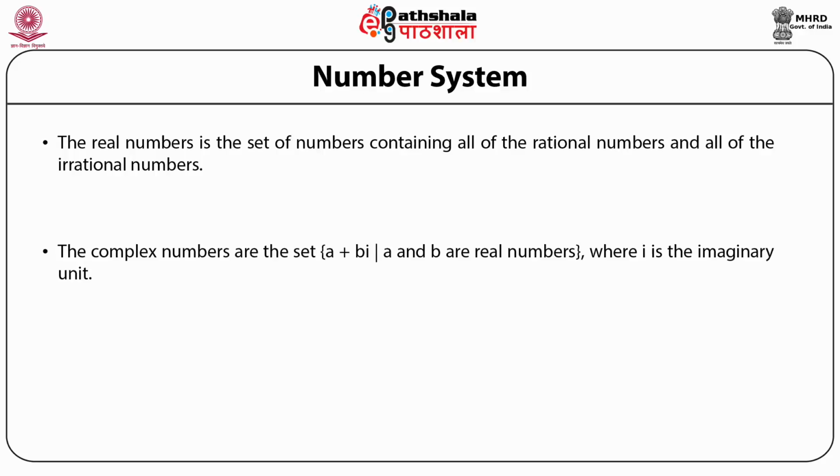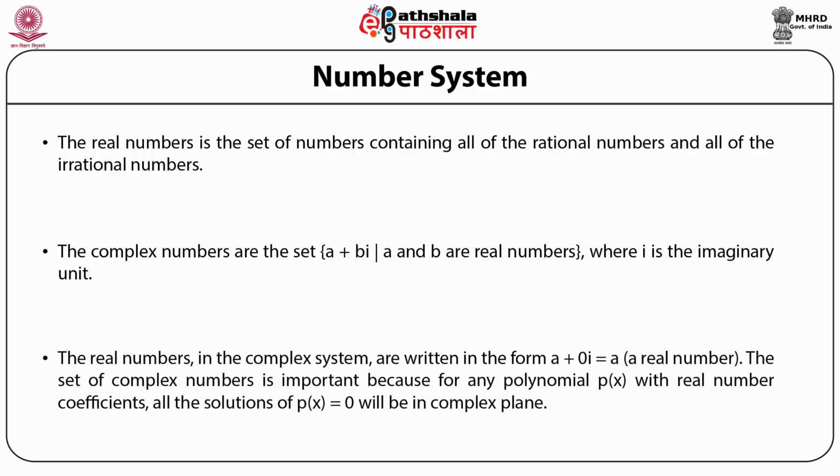The complex number system is going to be the set of real numbers, but represented in two different axes, right. So, it can generally be written as A plus I times B, where A and B are real numbers and I is the imaginary unit indicating a different axis. A and B can be rational, irrational, anything. The real numbers in the complex system are written in the form A plus 0 times I.